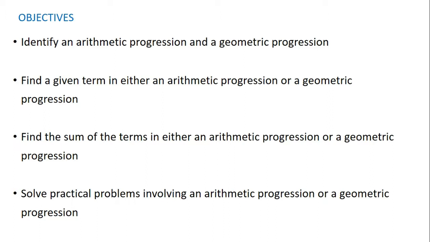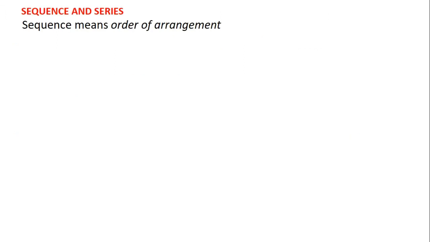So in this topic, we are going to learn more about arithmetic progression and geometric progression. Let's begin by learning the meaning of sequence and series. Sequence. Sequence means order of arrangement. So when you have a group of objects or numbers, the order in which they are arranged is what we refer to as a sequence.